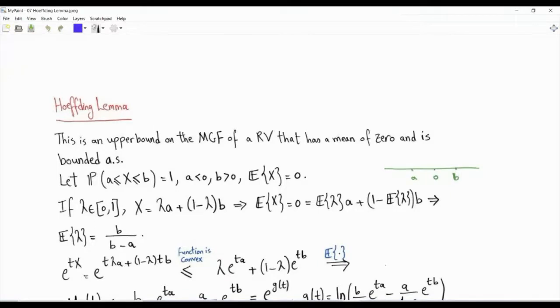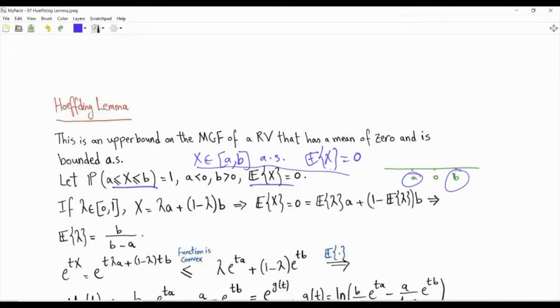Okay, so here is the setup. We have a random variable X between a and b. a is negative and b is positive, and X has zero mean. So X is between a and b almost surely, and the expected value of X is equal to 0. And this thing has a moment generating function. How do you compute the moment generating function? Well, give me the distribution. But I want to make a statement regarding random variables like this without going into specifics.